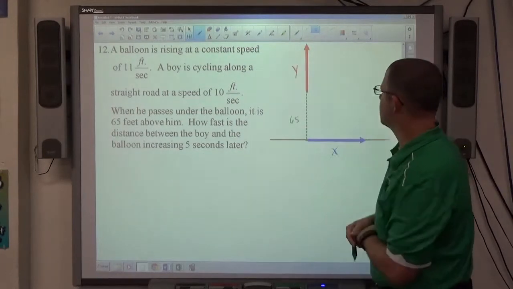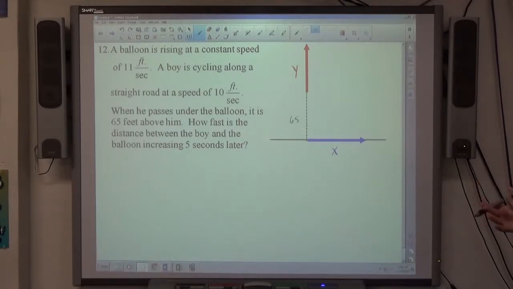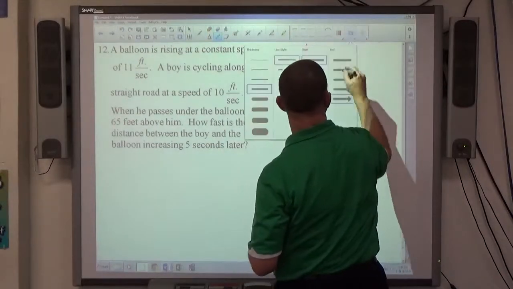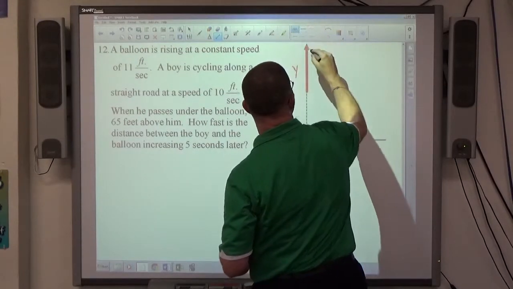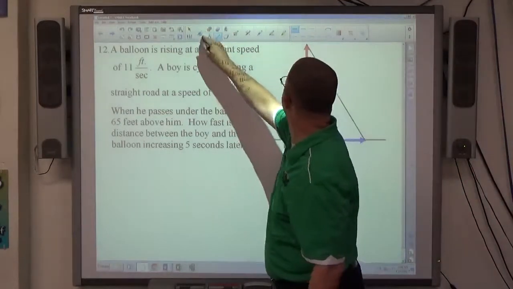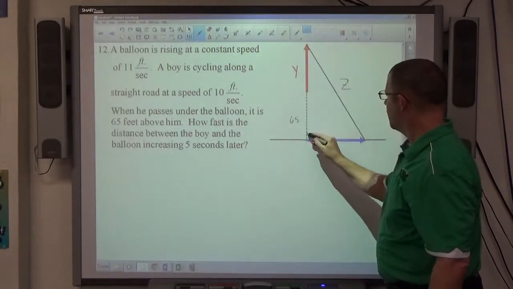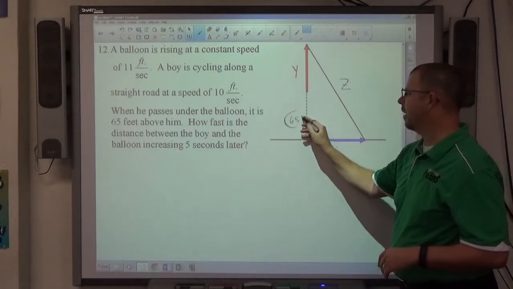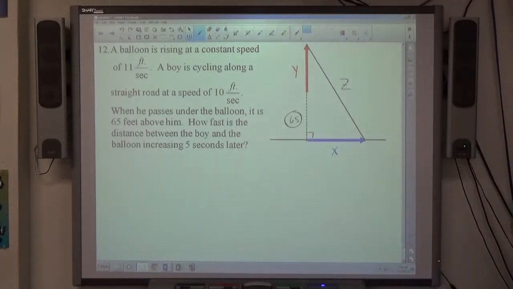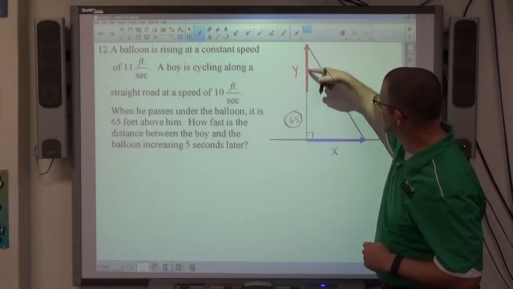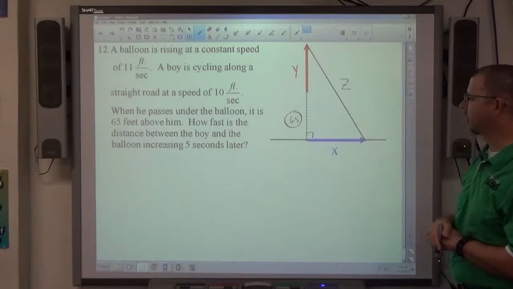All right. The boy's distance is changing that way. The balloon's distance is changing that way. The distance between the two we'll call that z. These are at a right angle. What you have to realize, though, is this 65 plays into it because, again, at the initial moment in time, that's where the balloon was, exactly 65 feet above. So what y represents is not how far the balloon is above the ground, it's how far the balloon is above 65 feet. That's the easiest way to handle this.